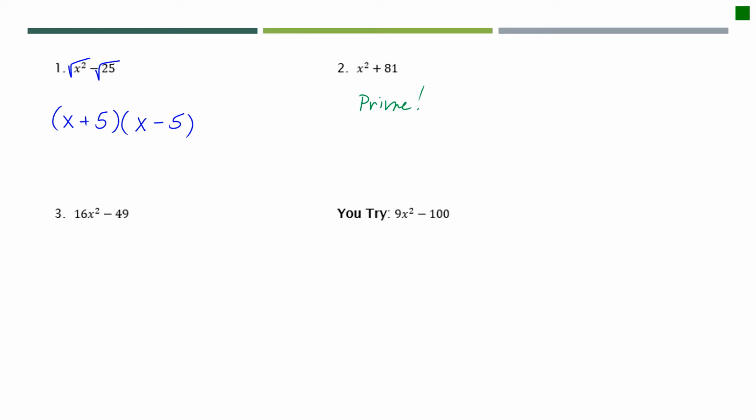For problem number 3, it looks a little bit different. It looks more complicated. It actually isn't all that much more complicated. So one plus, one minus. The square root of 16x squared, we have to do two square roots. The square root of 16 is 4, and the square root of x squared is x. So I'm going to have 4x at the beginning of each set of parentheses. The square root of 49 is 7, so that goes at the end of each set of parentheses, and that's the final answer. This last one is a you-try problem, so I'll give that one a try and see how it goes.